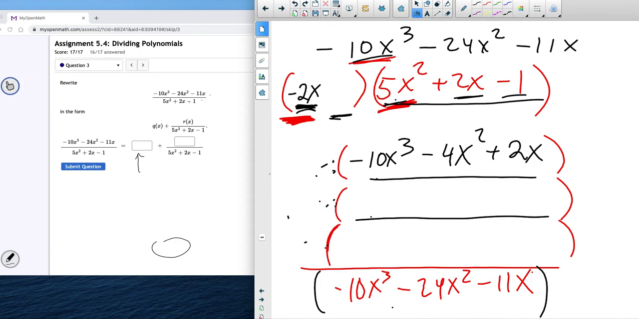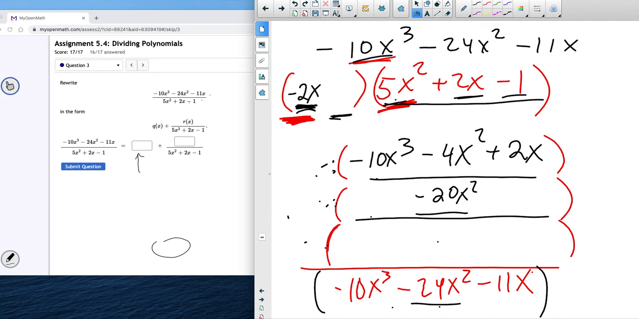All right, well, what does this spot need to be to get me to negative 24x squared? Okay. What would I put right here? Because I don't want to put anything here. What would I put right here to get to negative 24x squared? Hopefully you can understand this. This would be negative 20x squared. So we got that number.